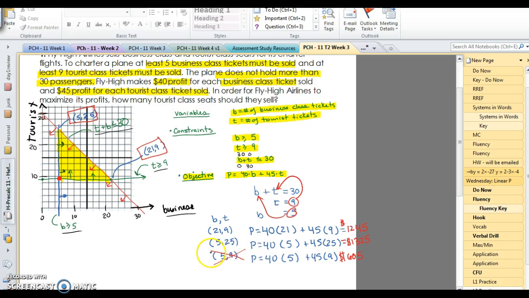These 2 I couldn't tell by inspection, so I calculated them, and it turns out that 5 business and 25 tourist is the best option for the company to maximize their profit.